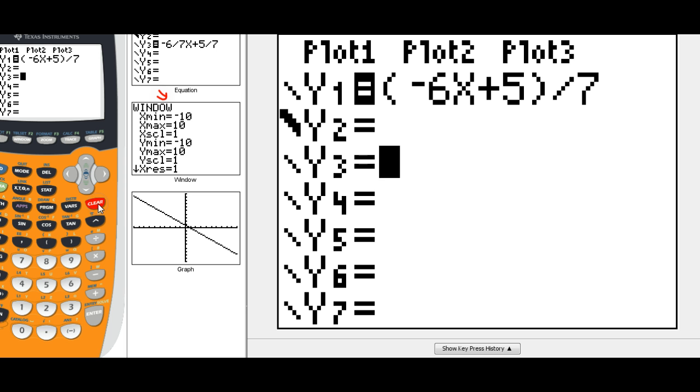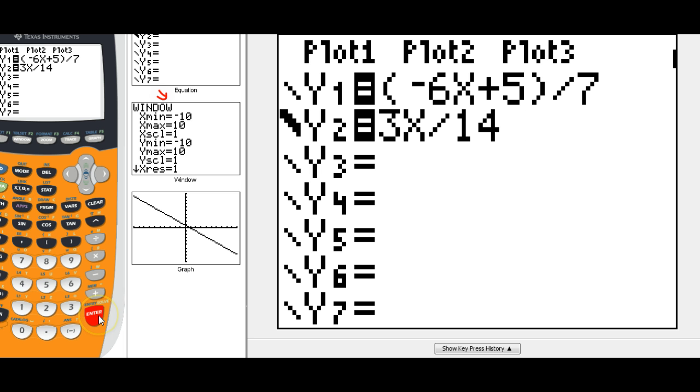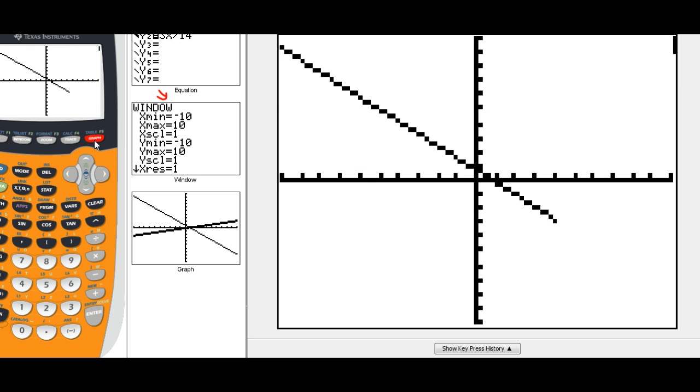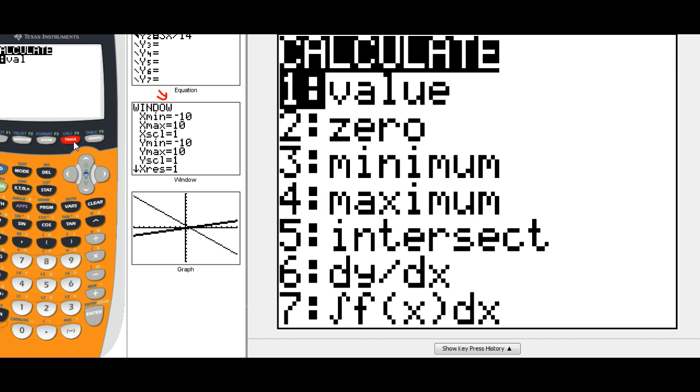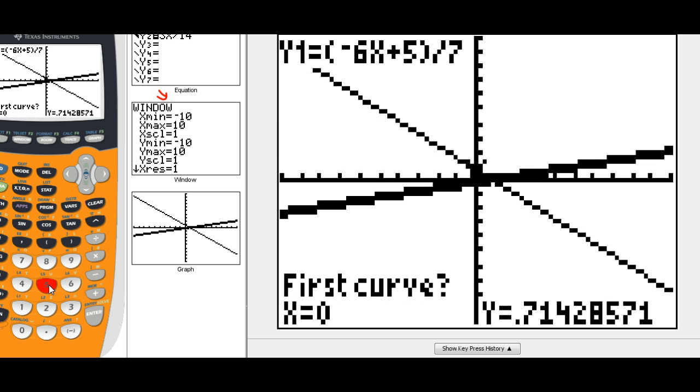All right. In y2, we should put that second equation, 3a equals 14b, or if I solve that for b, which was y, we got 3a over 14. So 3x divided by 14. So if you hit graph now, we're going to see our graph. We've got our two lines. Recall how to find the intersection point. You go second, calculate. We've got on number 5, the intersection point.